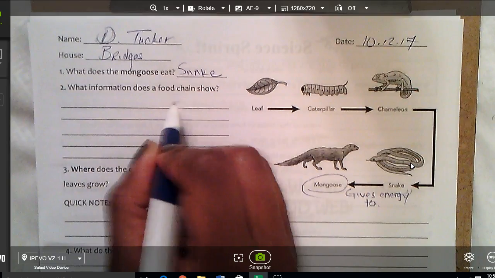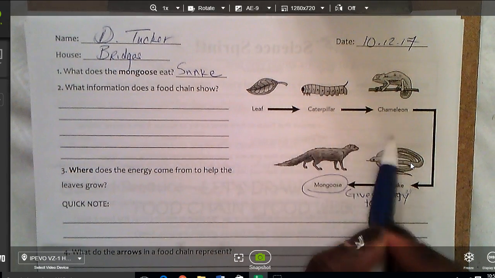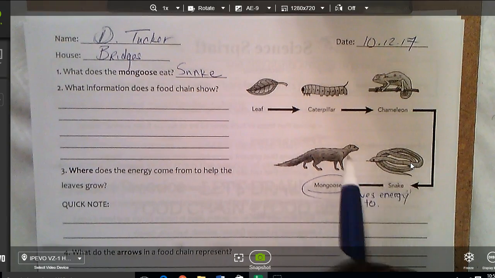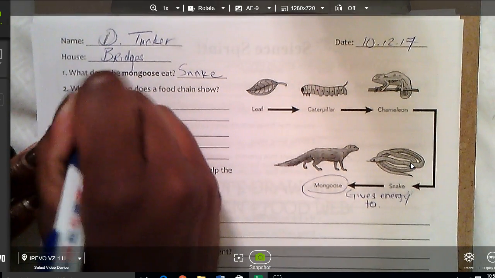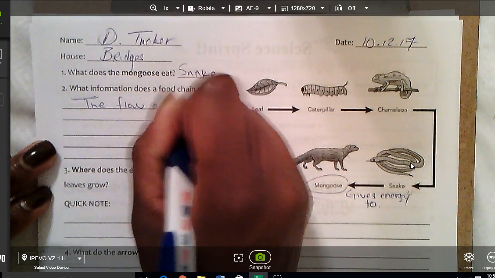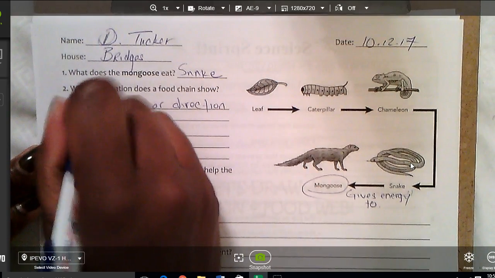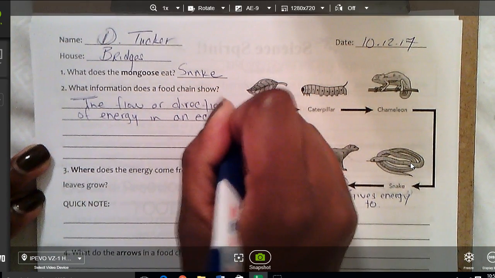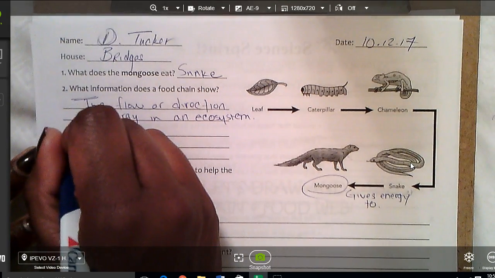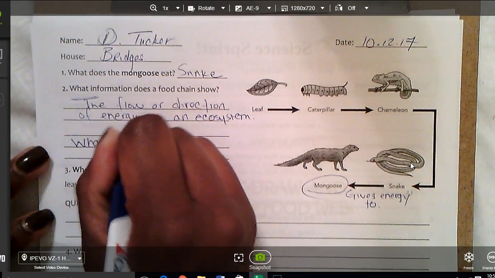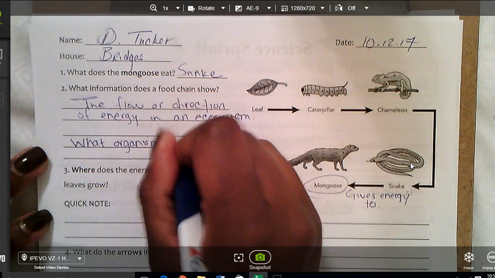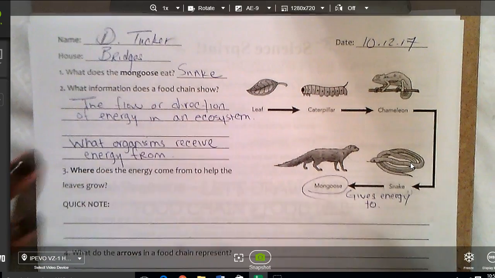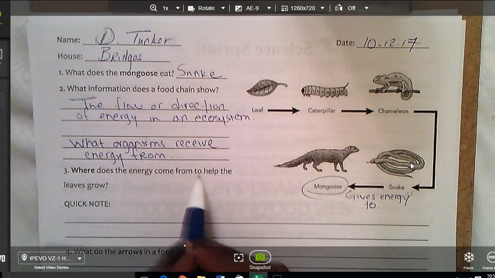For number 2, what information does a food chain show? So if we look, we have arrows going from one organism to another. We know that this shows the flow of energy or the direction of energy in an ecosystem. So we'll write down the flow or direction of energy in an ecosystem. Or we can also write what organisms receive energy from.